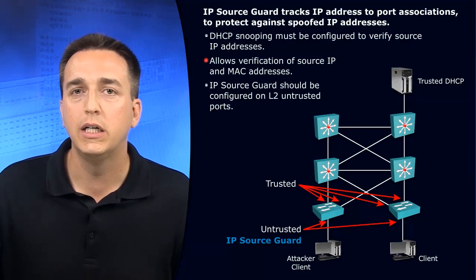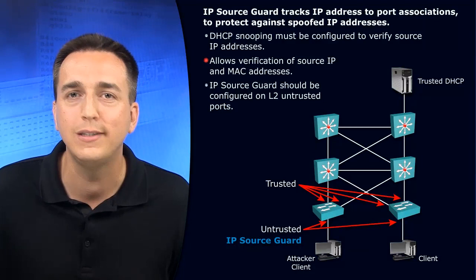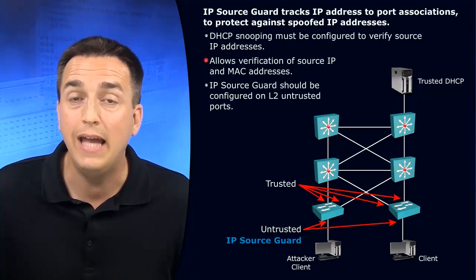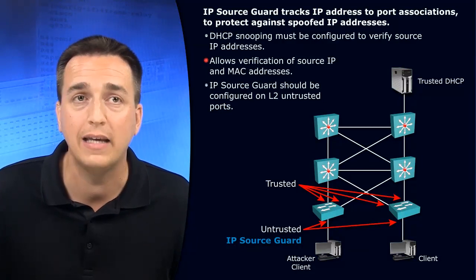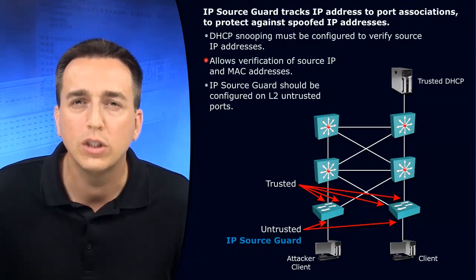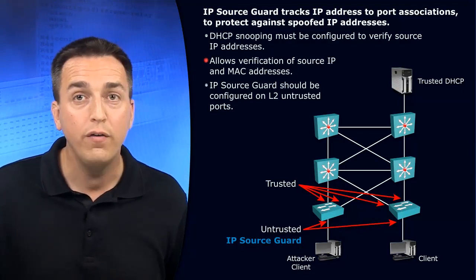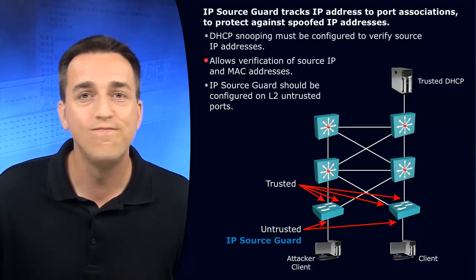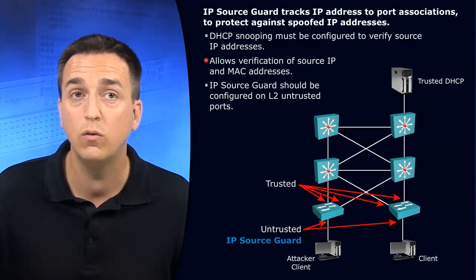It will look at that binding table every time it receives a packet inbound. And it's going to compare the source IP address in that packet. If the source IP address doesn't match the IP address of the binding table for that interface, the packet is denied.